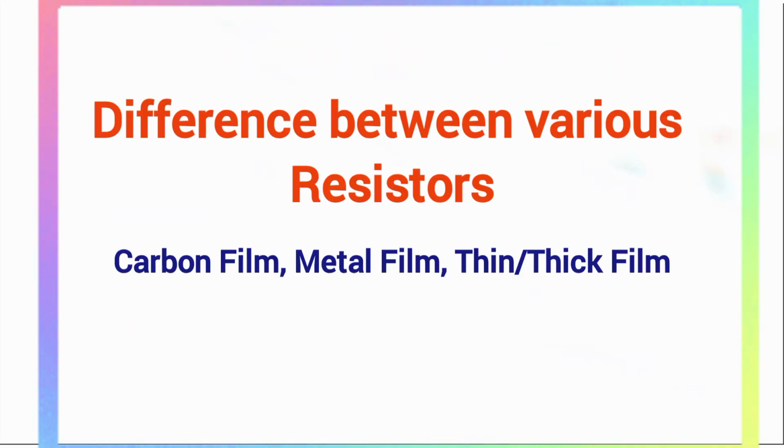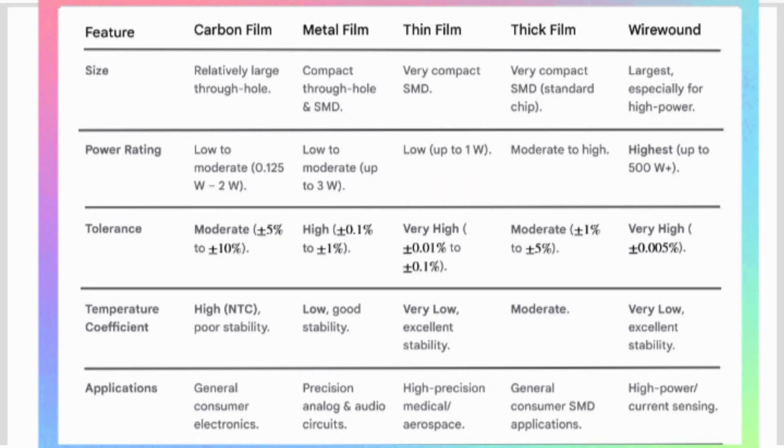Difference between various resistors: they are carbon composition, made from a mixture of carbon powder and a ceramic binder. They are inexpensive but have low precision and are sensitive to temperature changes. Film resistors consist of a thin or thick layer of conductive material, carbon, metal, or metal oxide, deposited onto a ceramic rod or substrate. They offer better precision, stability, and lower noise than carbon composition types.